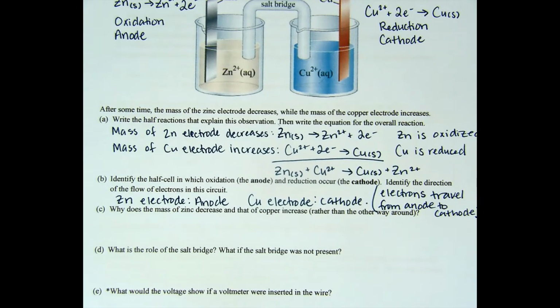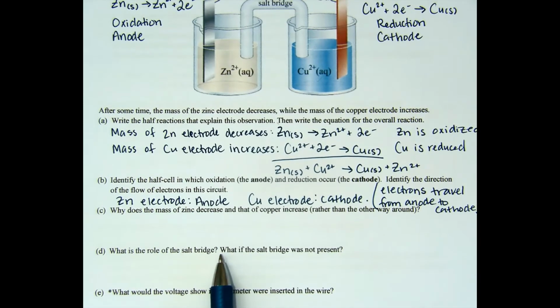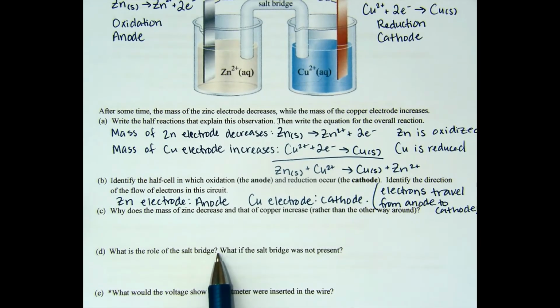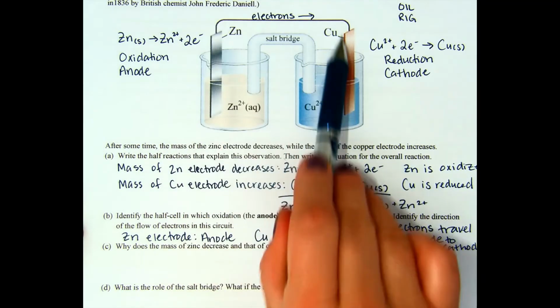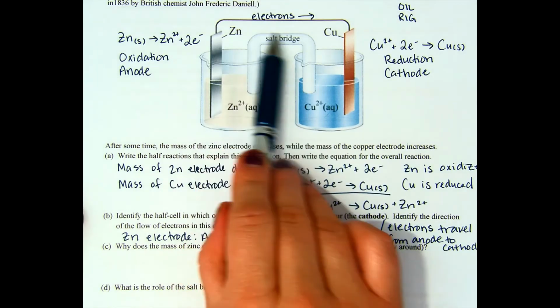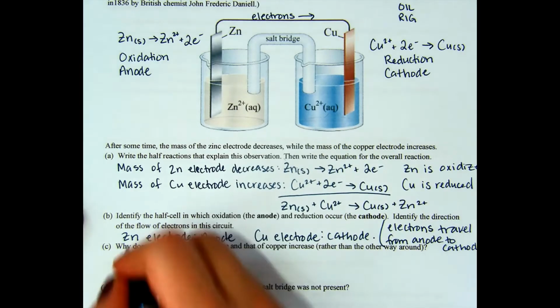Okay. So let's go ahead and take a look at the next part, part C. Why does the mass of zinc decrease and that of copper increase rather than the other way around? So, turns out that copper has a higher ionization energy than zinc. Because of that, it's easier for zinc to lose electrons than copper. Copper wants to hold on to them more. So it takes more energy to remove the electrons from copper. Those ionization energies dictate the direction that these will flow. So it's always going to go from zinc to copper because copper has a higher ionization energy than zinc.